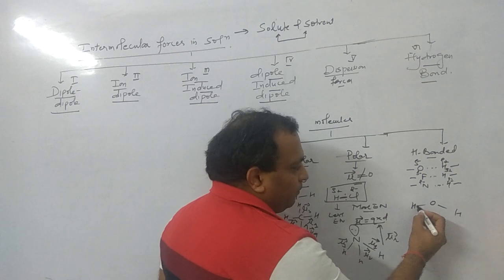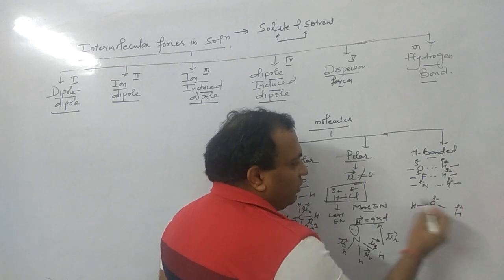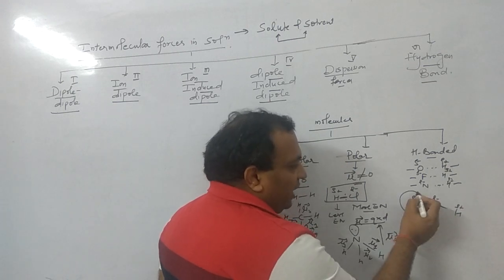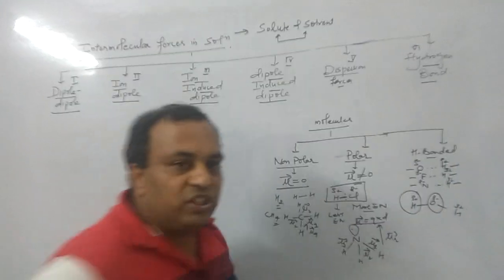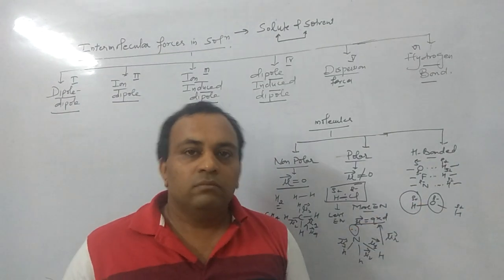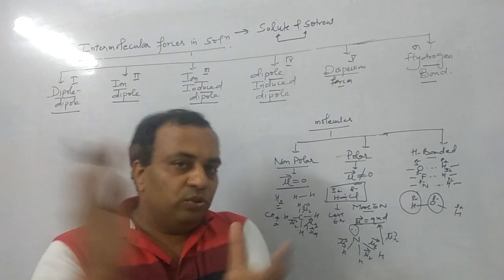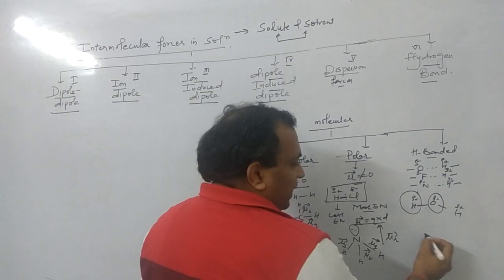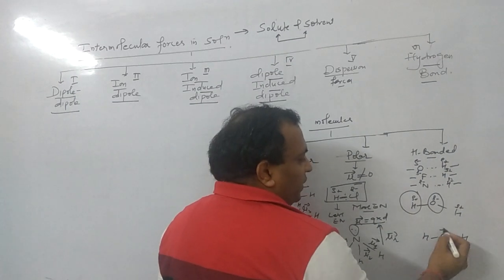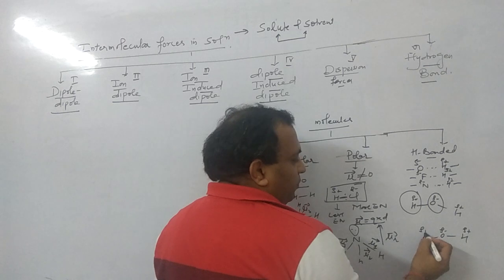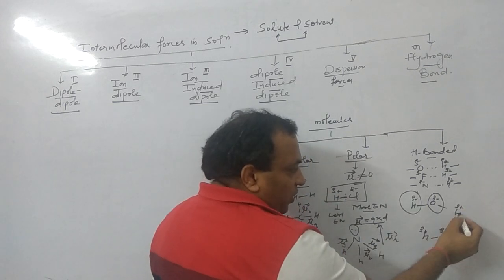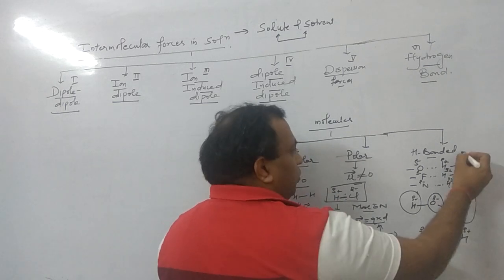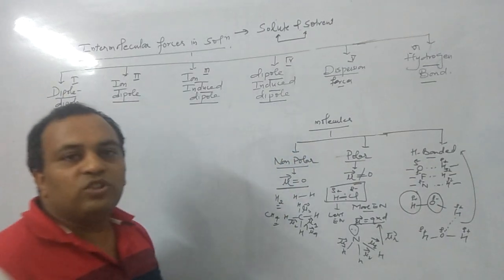HOH. Now see, partial negative, partial positive, partial positive. I am having the hydrogen, I am having the oxygen. So this molecule shows which type of bonding? Hydrogen bond. किसके साथ? दूसरे water molecule के साथ. Again I draw one more water molecule. Partial negative, partial positive, partial positive. Now this positive will attract this negative, and this bond is said to be the hydrogen bond.